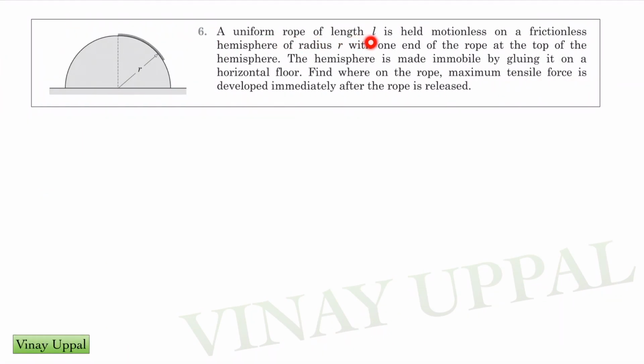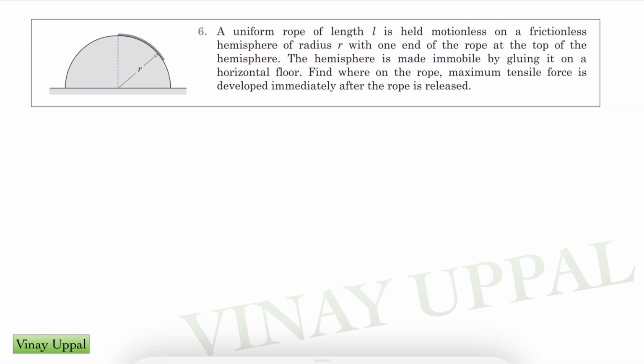A uniform rope of length L is held motionless on a frictionless hemisphere of radius r, with one end of the rope at the top of the hemisphere. The hemisphere is made immobile by gluing it to a horizontal surface, so the hemisphere is fixed. Find where on the rope the maximum tension force is developed immediately after the rope is released. Once the rope is released, I want to find where the tension force is maximum on the rope.